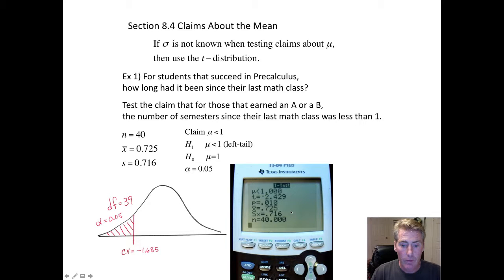And then when you calculate, it says the test statistic is negative 2.429. So this negative 2.429, the test statistic, lands farther to the left than the critical value.